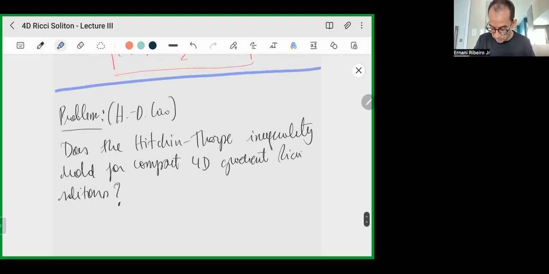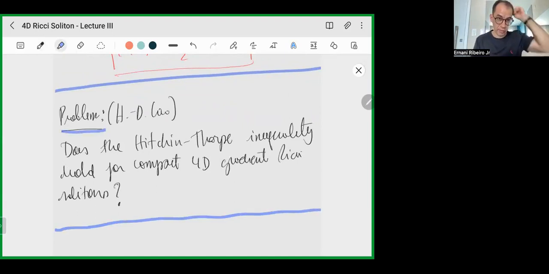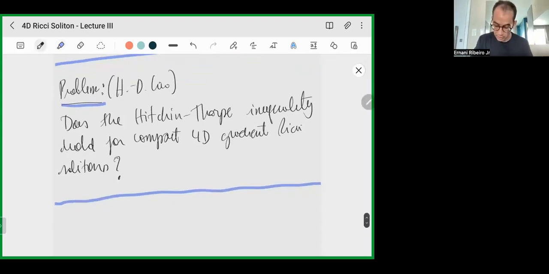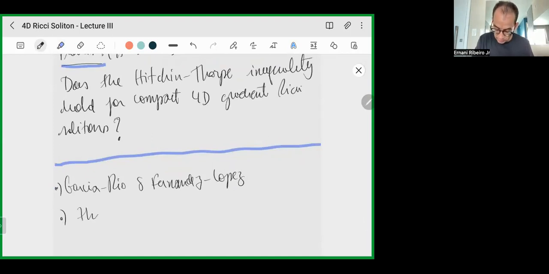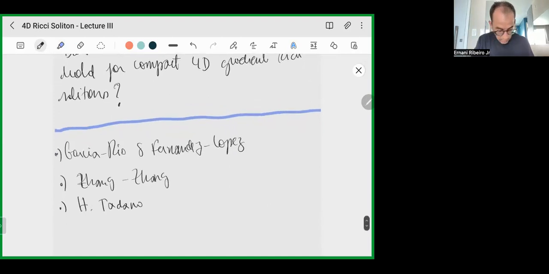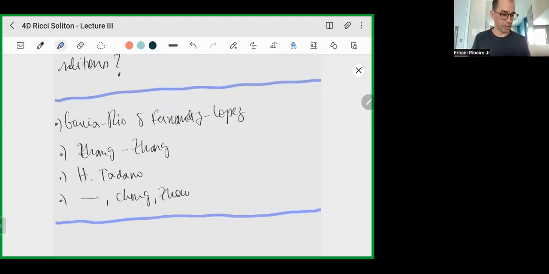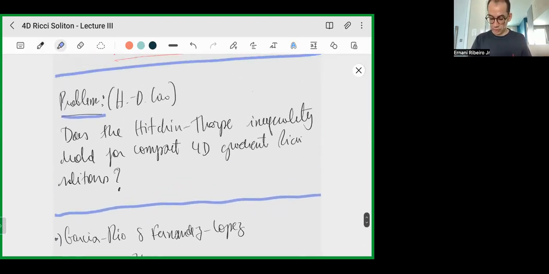This is another question proposed by him, and I believe that I gave some motivation. There are some partial answers to this question. In the literature, some answers obtained by Garcia Hill and Fernandes Lopes. Also, partial answers obtained by Zhang, as well as Ómari, Tadano, and very recently, there is a paper by myself and Shen Zhou, but he also obtained a partial answer to this question. I will not discuss this partial answer because we have no time to do that. But if you have some concern or some question about that, feel free to ask me and send me an email.